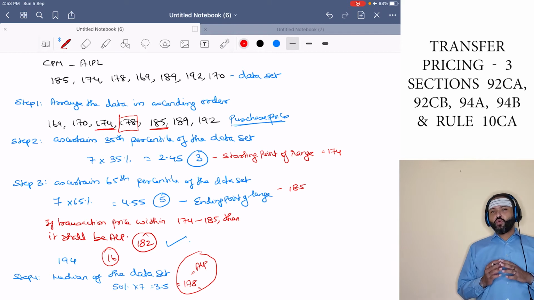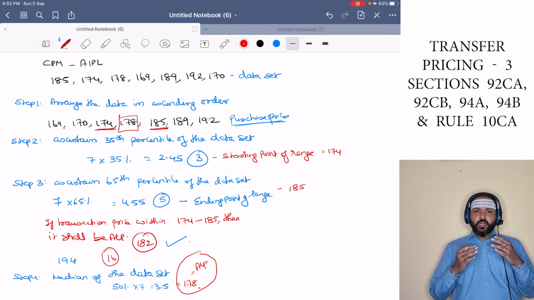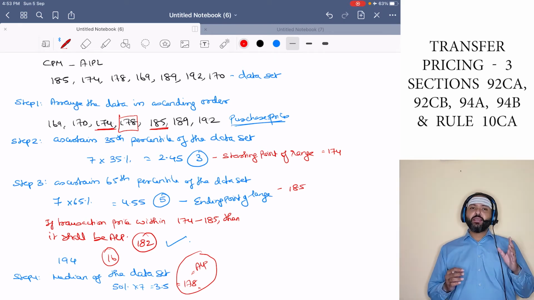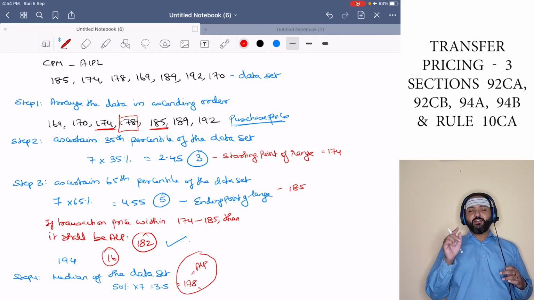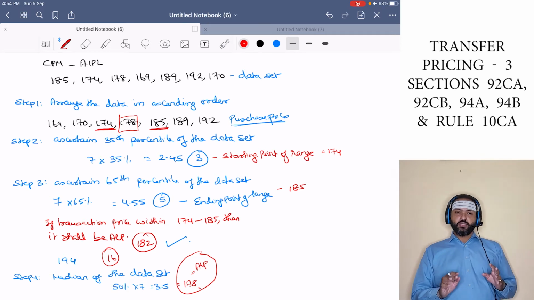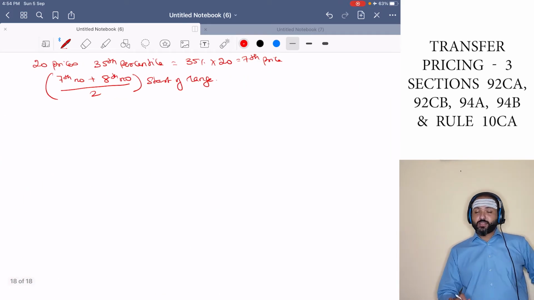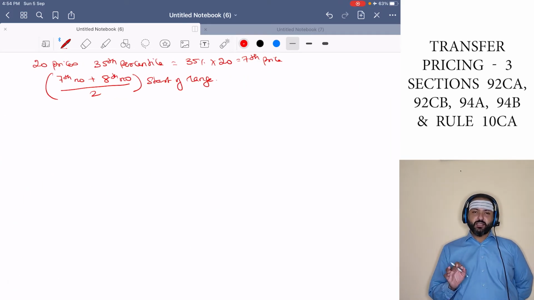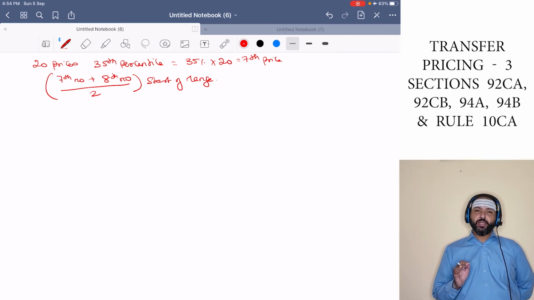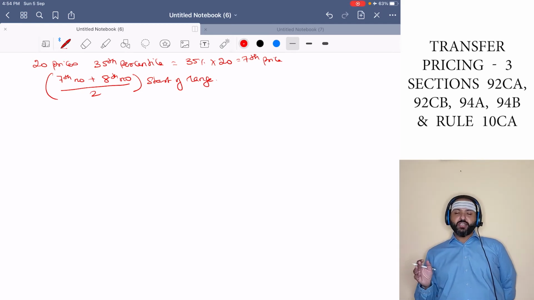Now, if I take 20 data sets, I have 20 comparable companies and I have taken the data, then the 35th percentile will be a whole number. So the 35th percentile will be the 7th price, correct? I will not take the 7th price. I will do 7 plus 8 divided by 2. The average of the 7th price and the subsequent price will give me the starting range.